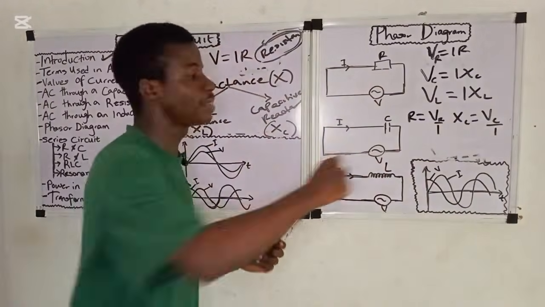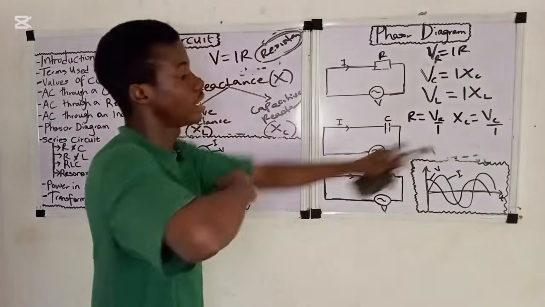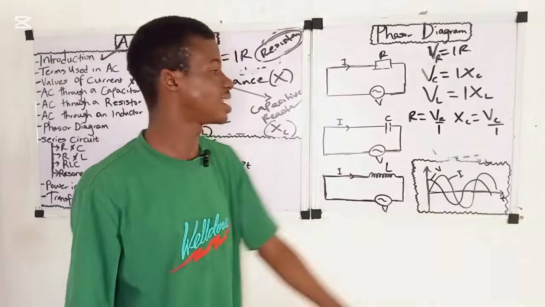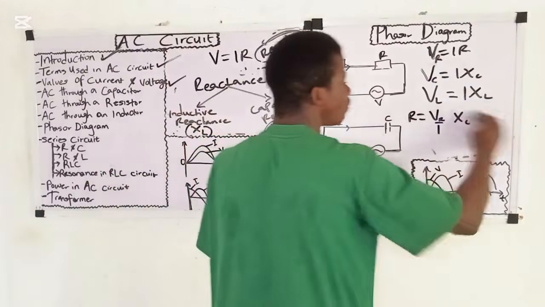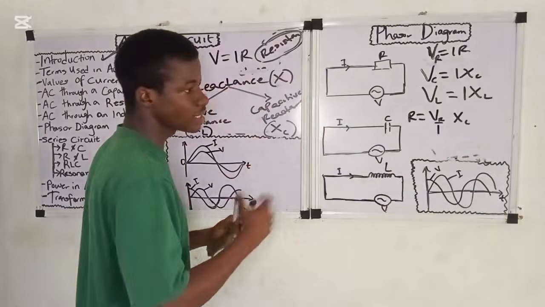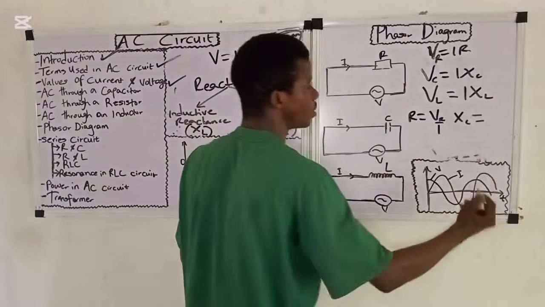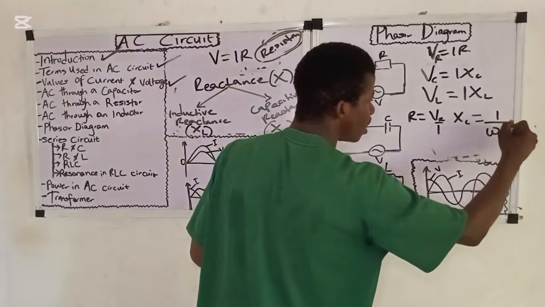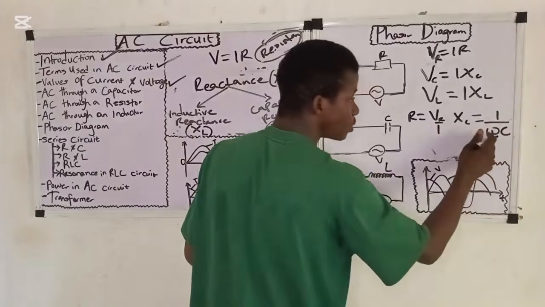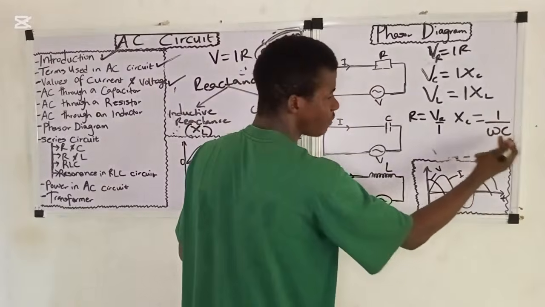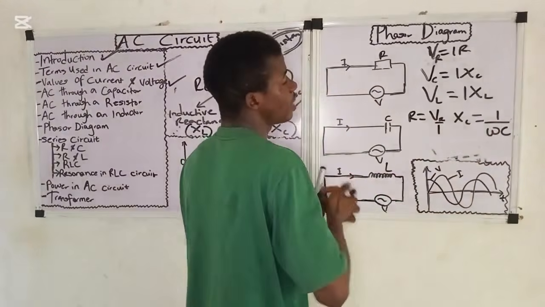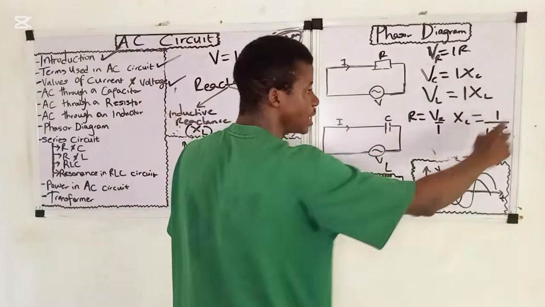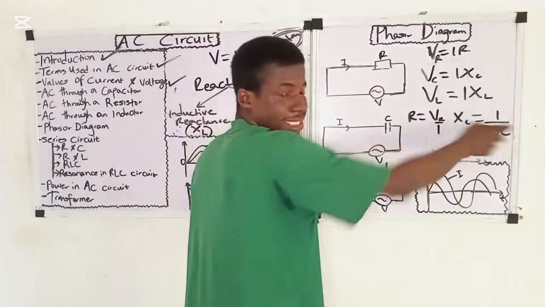But this formula is also correct. Now what is the actual formula of capacitive reactance? Capacitive reactance is equal to 1 over omega times C. Let me use angular frequency, that's the same thing. So the formula for capacitive reactance is 1 divided by angular frequency times capacitance.